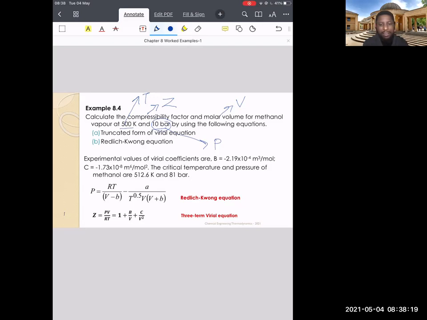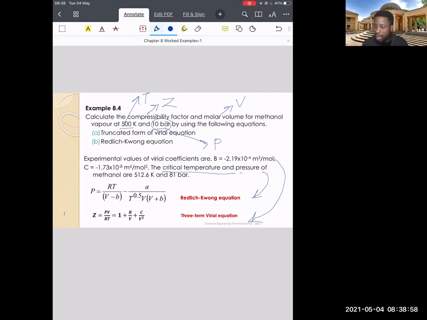We've also been given the critical temperature and pressure. We need the critical temperature and pressure for the calculation for the Redlich-Kwong equation. And the virial coefficients B and C are needed for the 3-term equation. So as we always say, put down the things you've got and then put down the things you're looking for. These are the 2 equations that are needed.